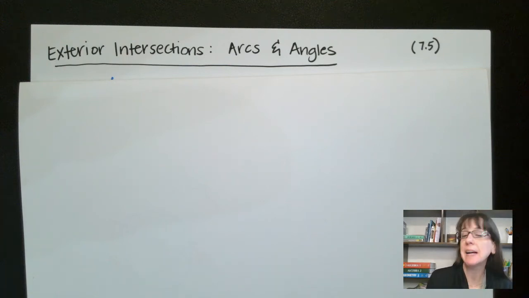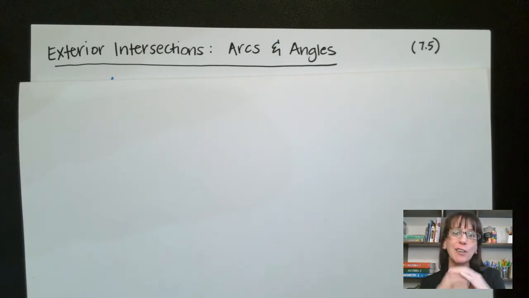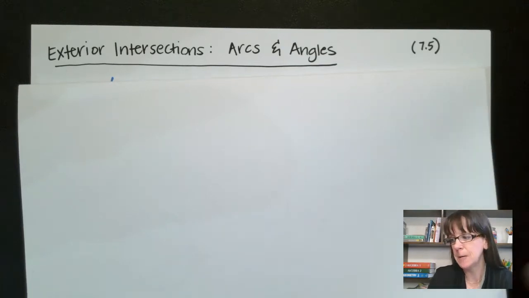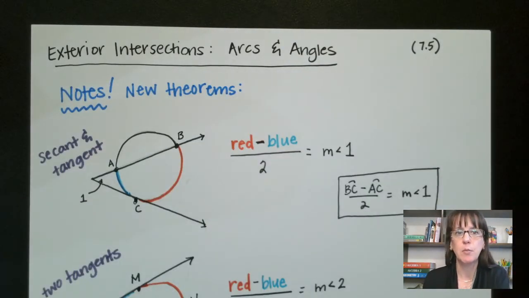Hi friends, welcome back. Today we're talking about exterior intersections on arcs and angles. In the previous video we talked about the interior of a circle. Now we're talking about the exterior. Grab your notebook, you're going to want to write these down. In case you don't already have these notes, we have a couple new theorems.